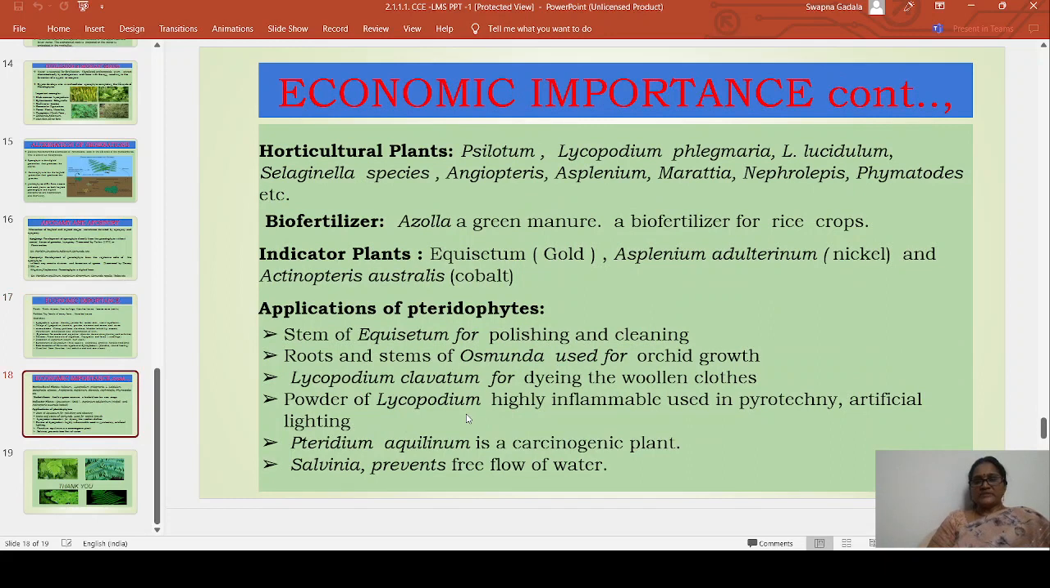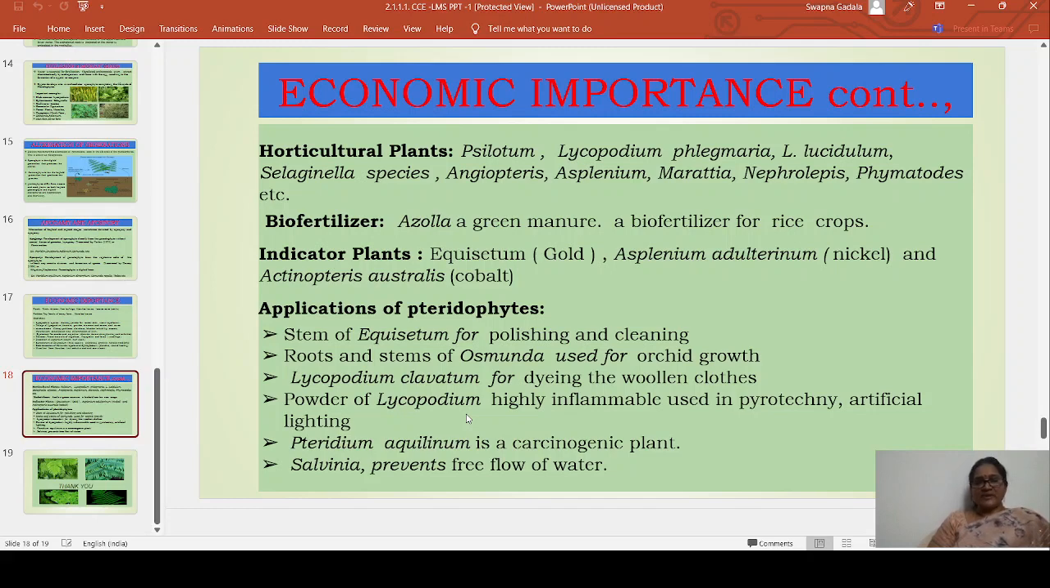Many pteridophytic species are horticultural plants like Lycopodium phlegmaria, Asplenium, Lycopodium lucidulum, and Selaginella species. And Azolla is a green manure. It is a biofertilizer, especially used for rice crops.